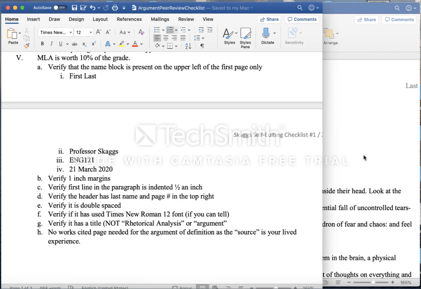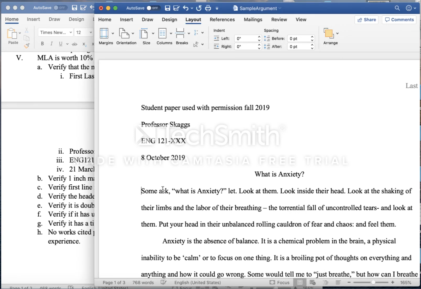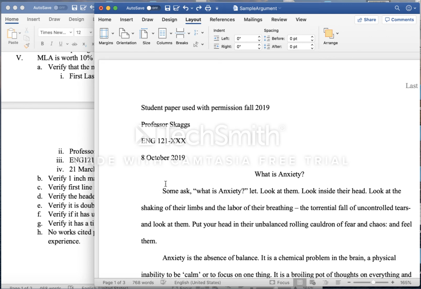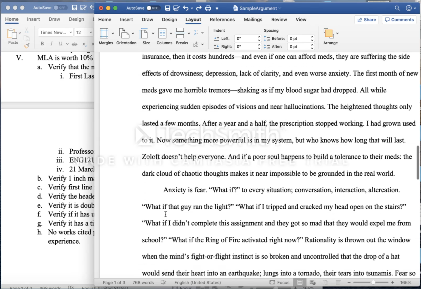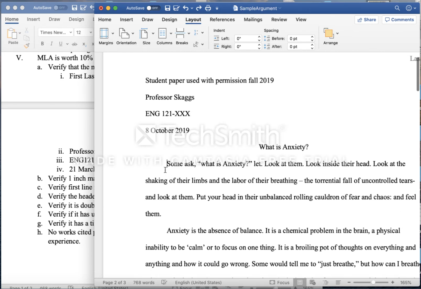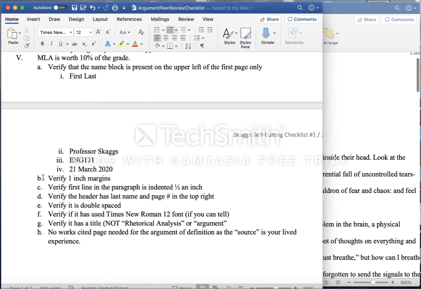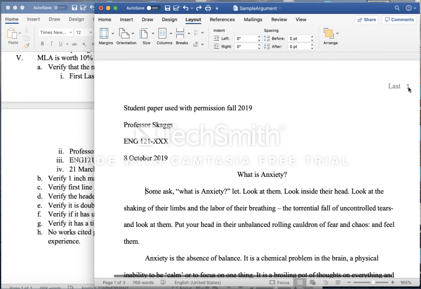Verify the first line of the paragraph is indented 1/2 inch. This is what it looks like if there's no indent. So you want to make sure that each paragraph has that indentation at the start and that it's the same throughout. And it is. Verify the header has the last name and page number in the upper right. So that's up here, last name and page number.